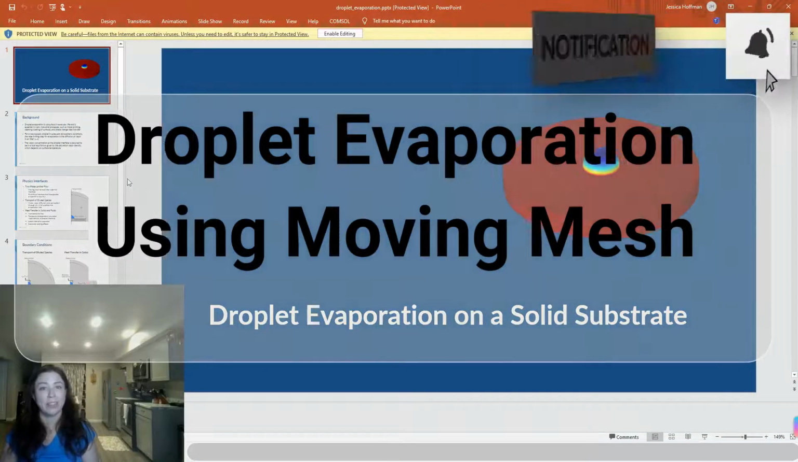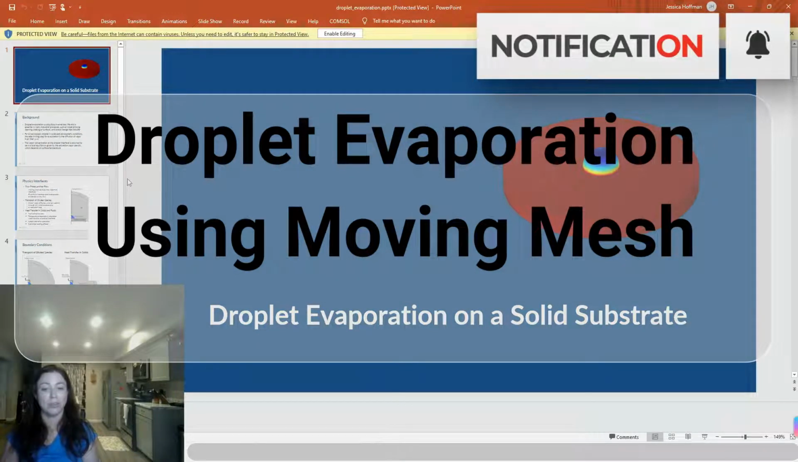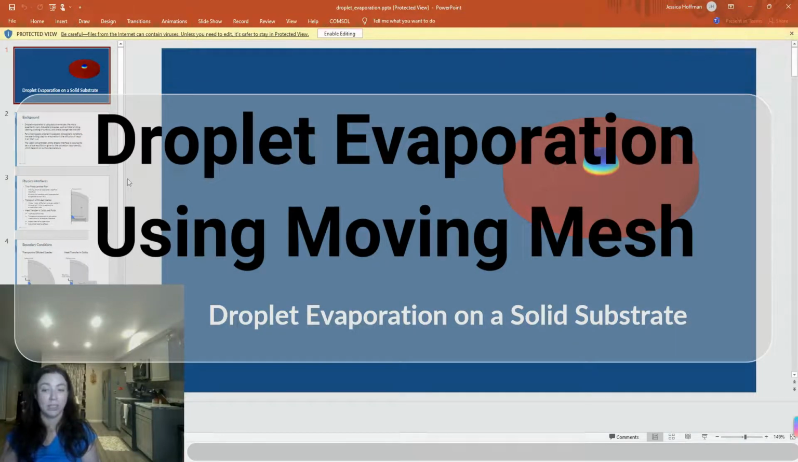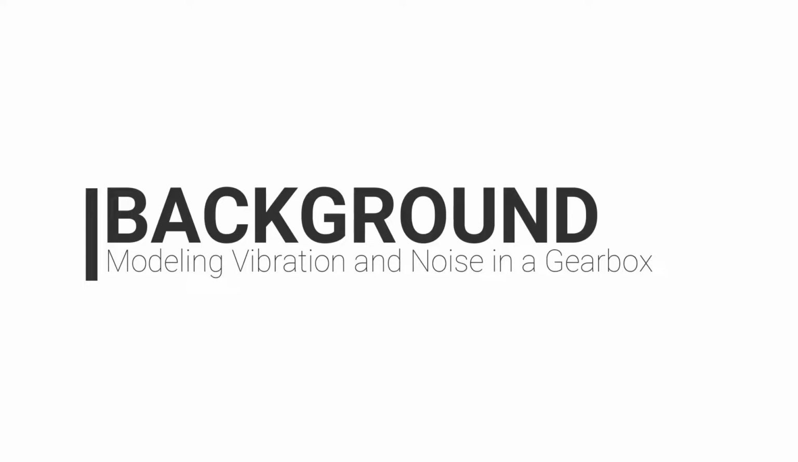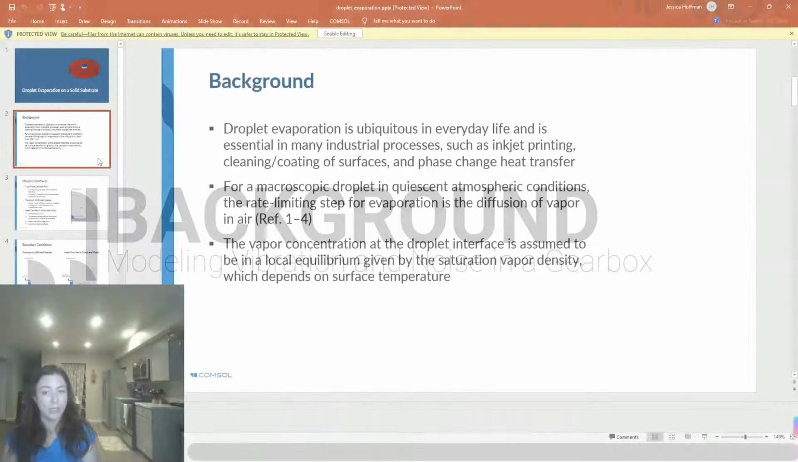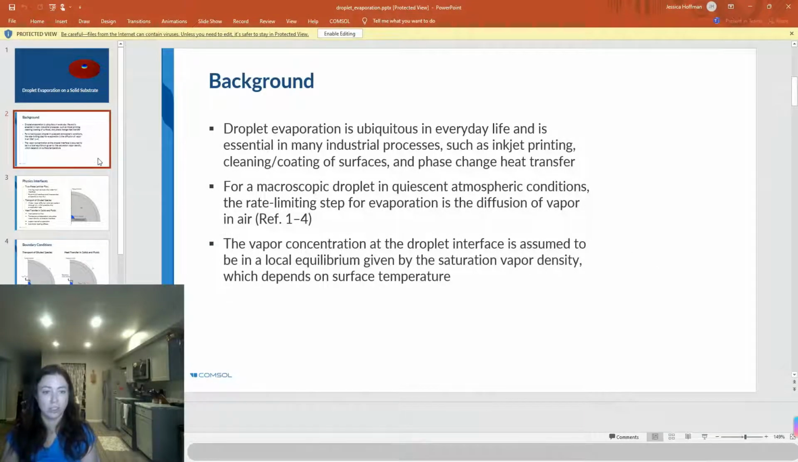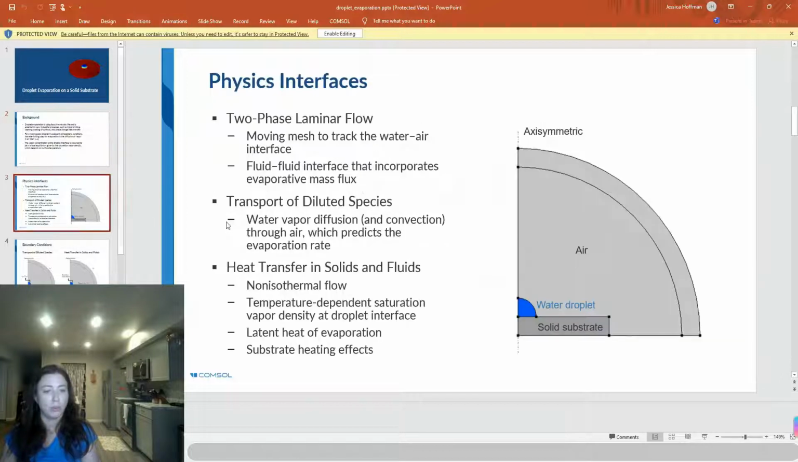I'm going to be doing a COMSOL tutorial today on droplet evaporation on a solid substrate. For a macroscopic droplet in quiescent atmospheric conditions, the rate limiting step for evaporation is the diffusion of vapor in air. The vapor concentration at the droplet interface is assumed to be in local equilibrium, contained by the saturation vapor density, which depends on the surface temperature.